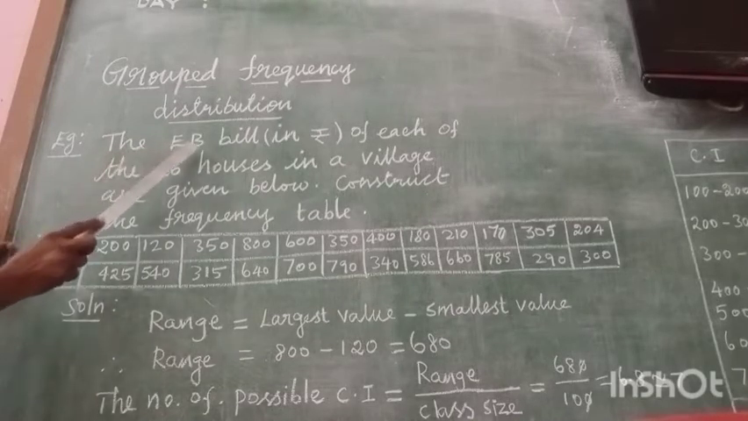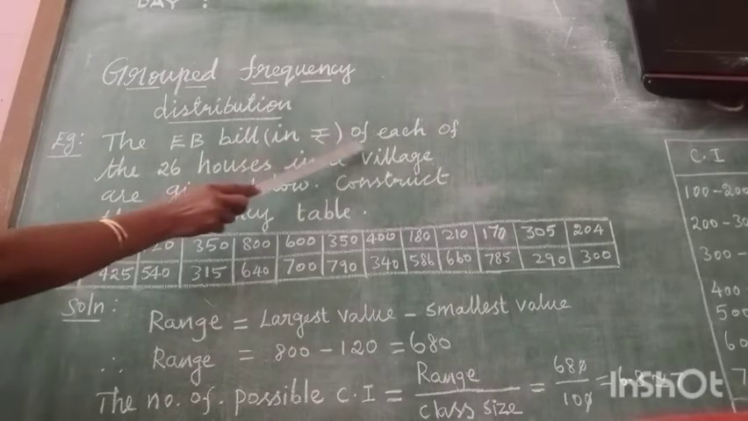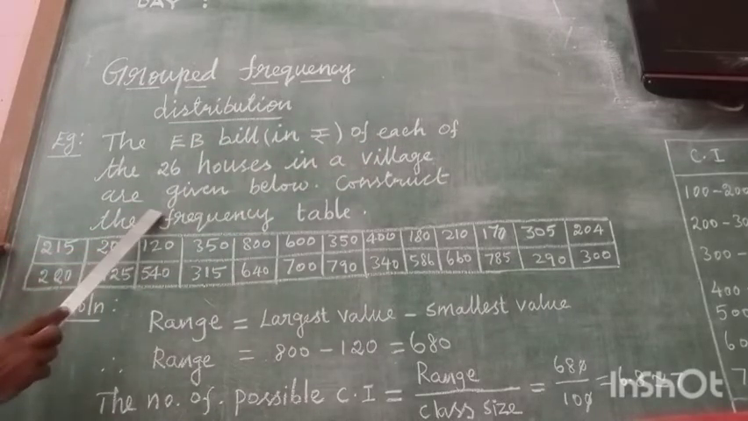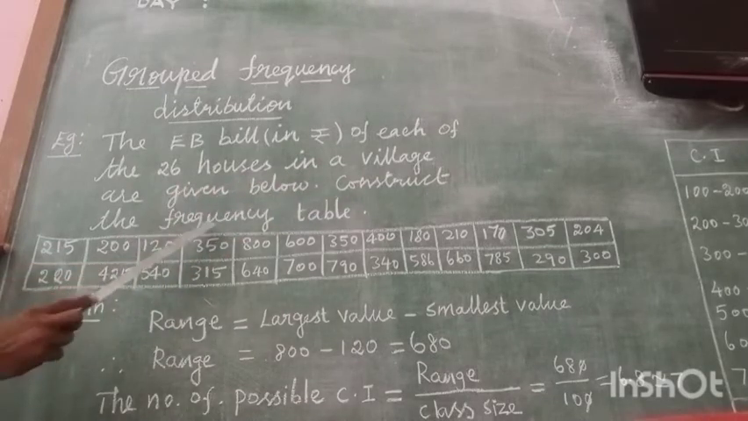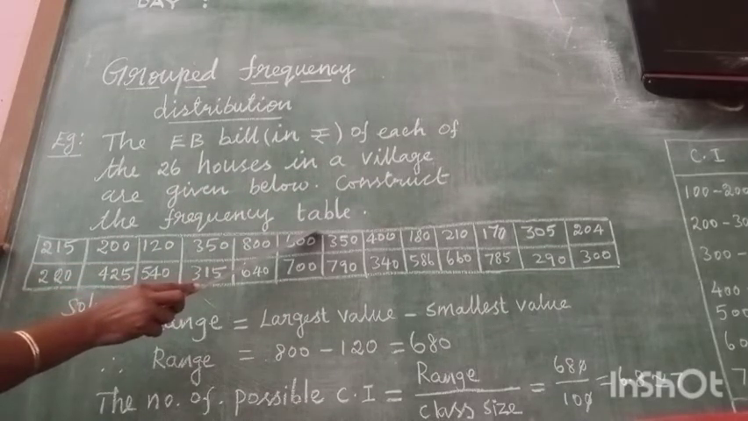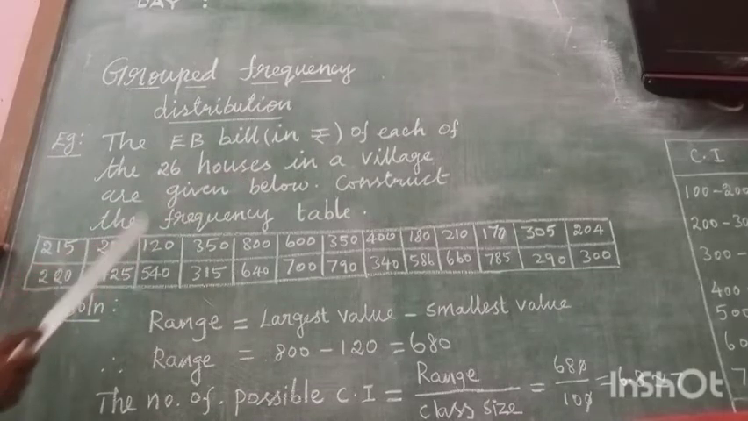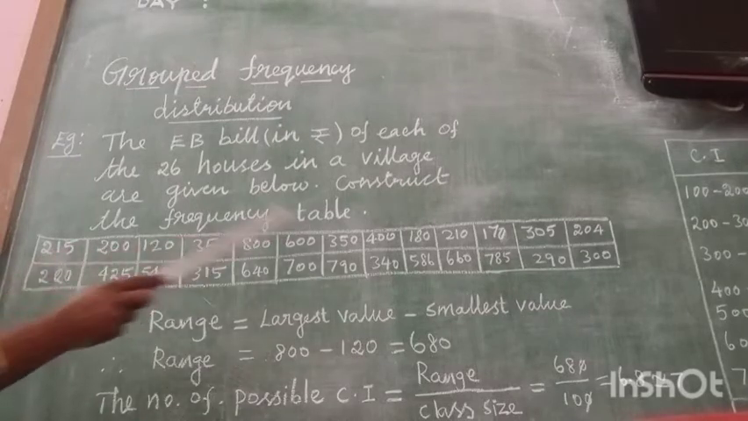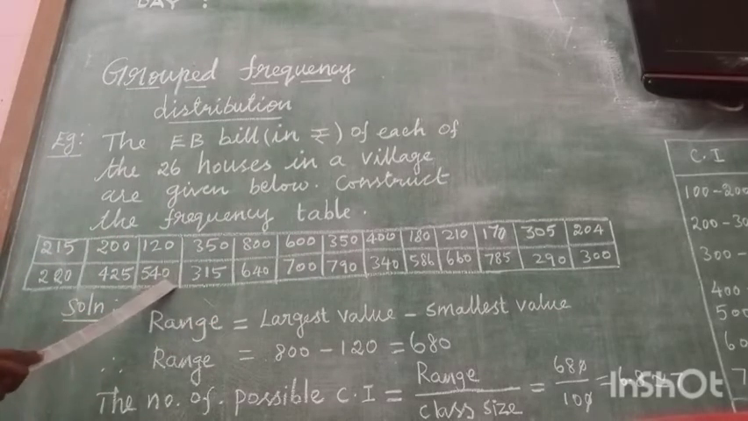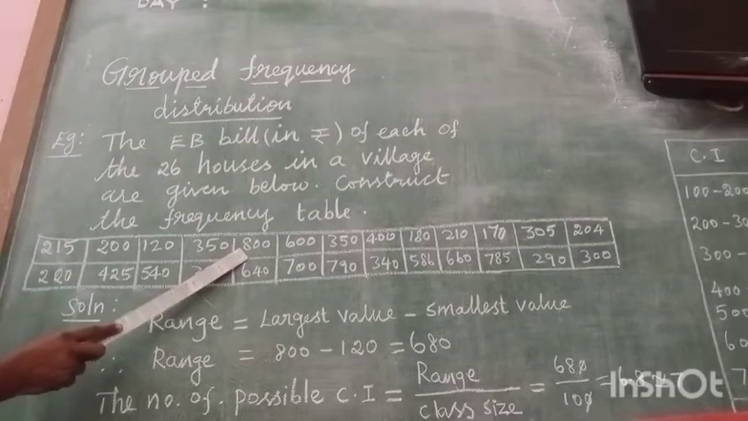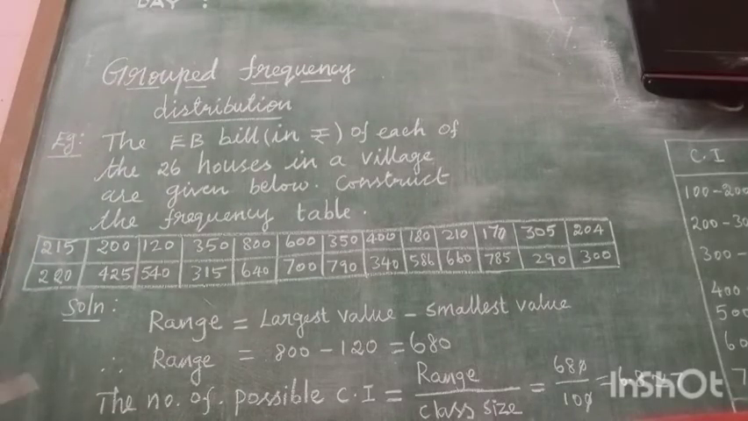Example: the EB bill in rupees of each of the 26 houses in the village are given below. Construct the grouped frequency table for the details given related to the EB bill of 26 houses. So there are 26 data, 26 observations. For this data you have to frame a grouped frequency distribution table.